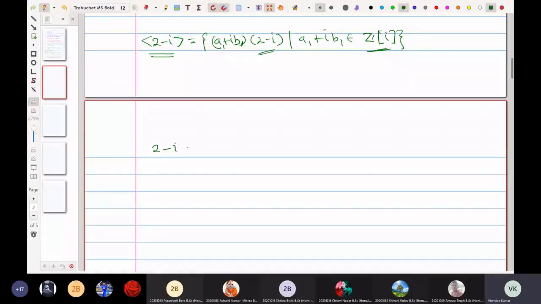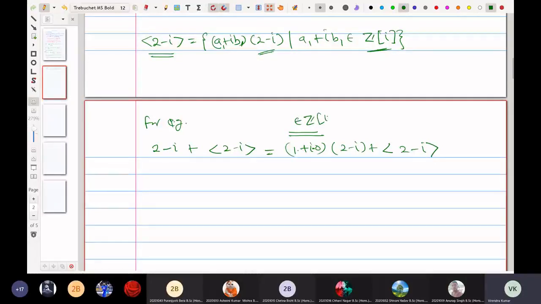If I write 2 minus i, and plus 2 minus i, for example, if we consider this, because this is a multiple of 2 minus i, and of course we can write it as 1 plus i·0, plus 2 minus i, like this. Are you getting what I'm trying to say? This factor becomes 0, so 1 times this one, and you know that 1 and 0 belong to Z, so this is going to be a member of Z[i].